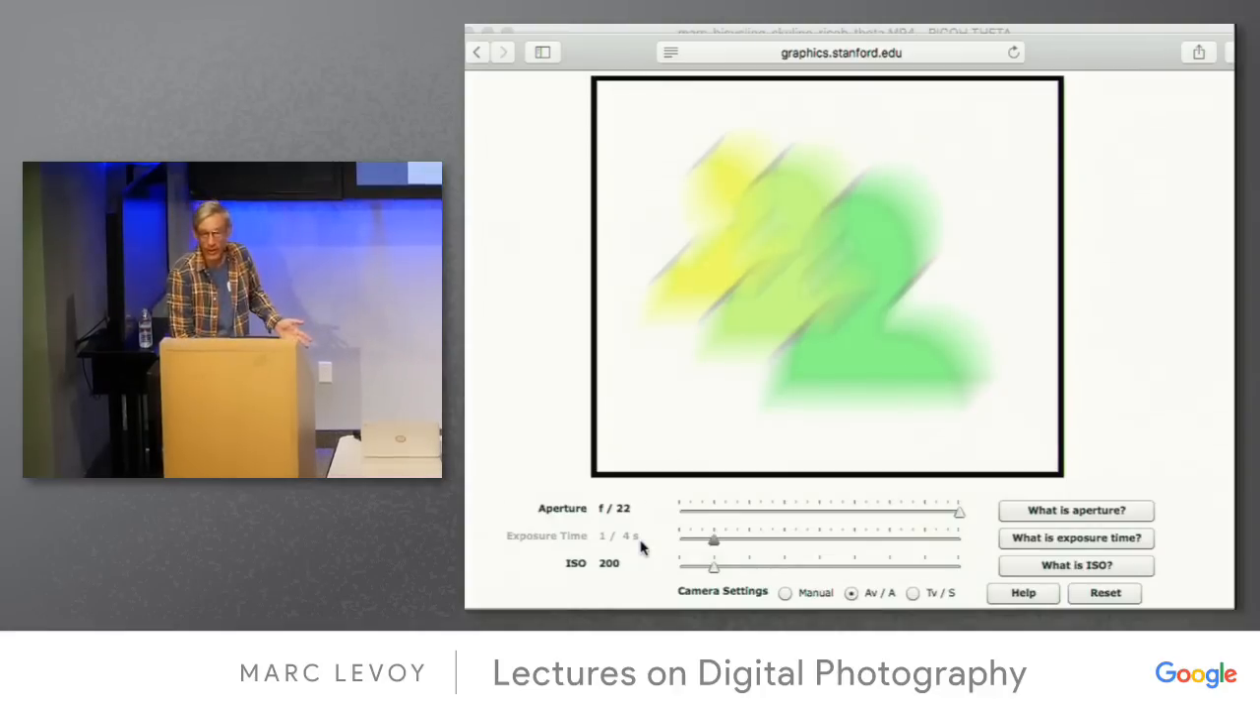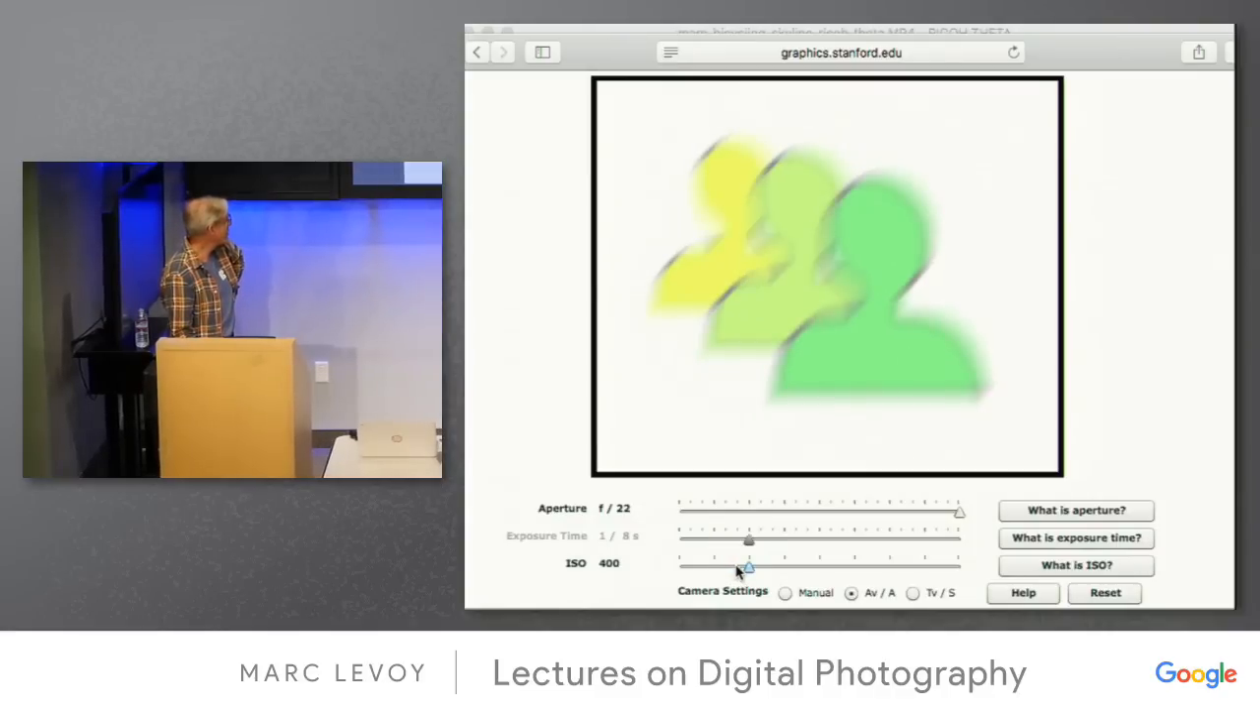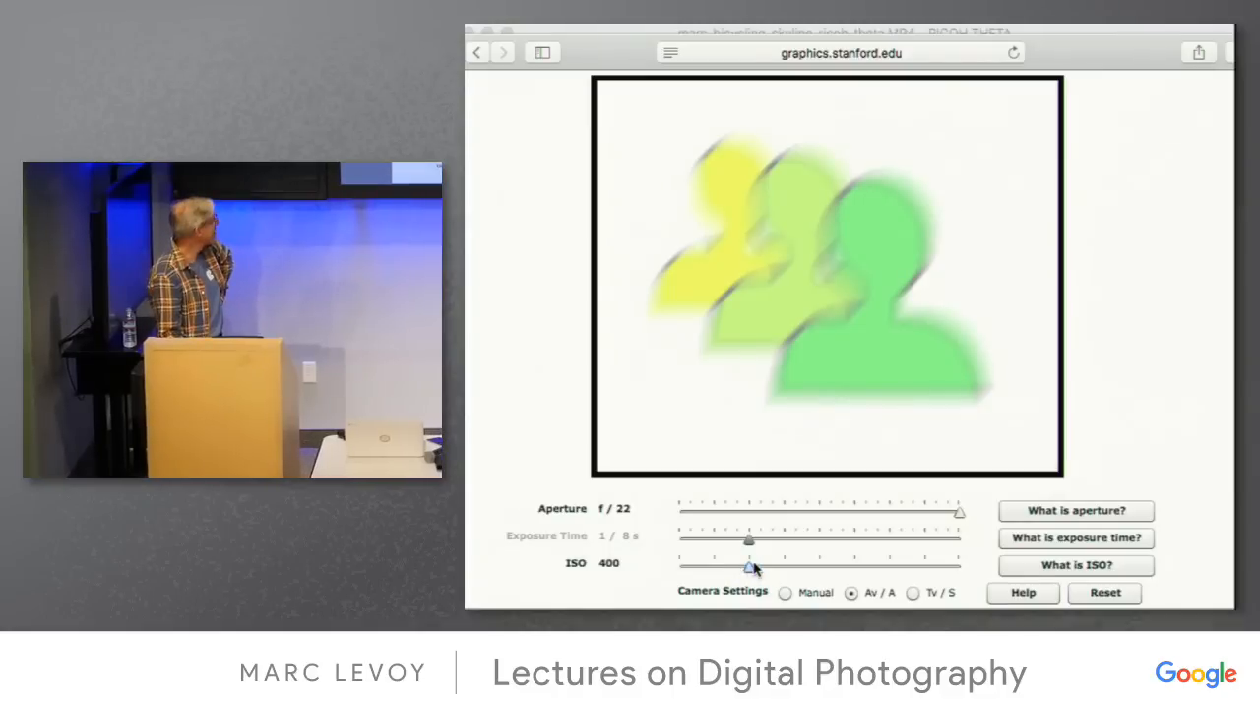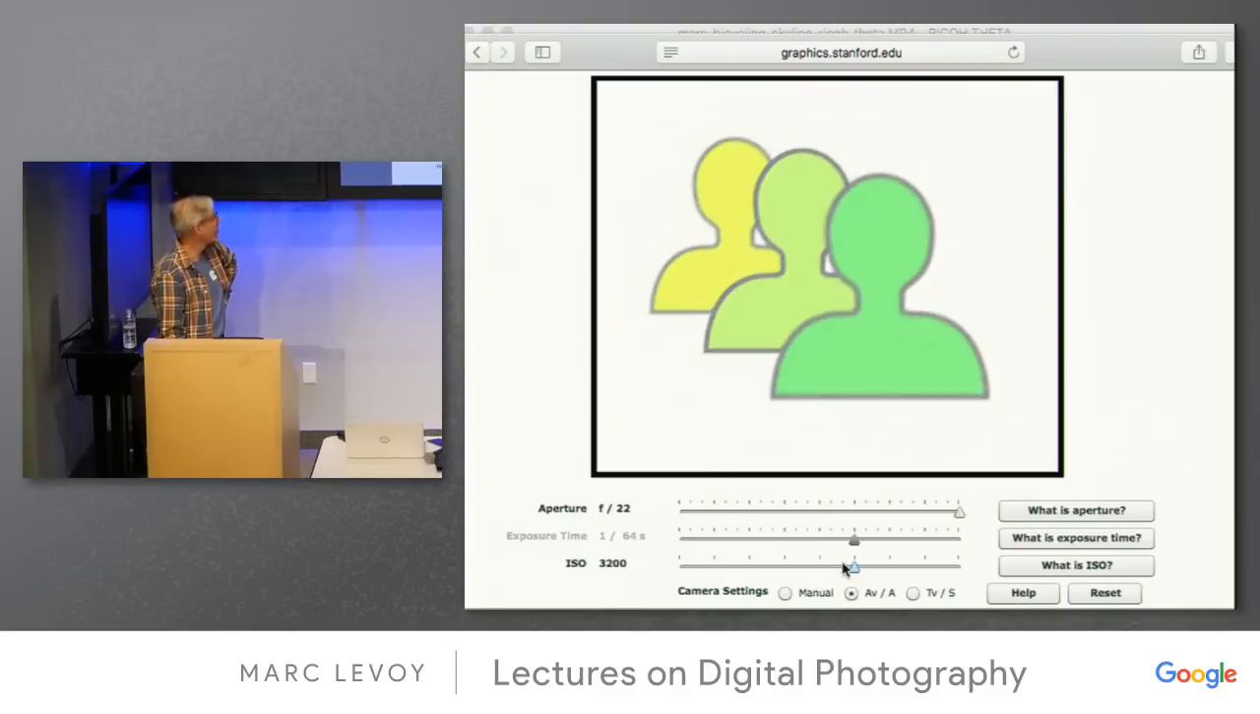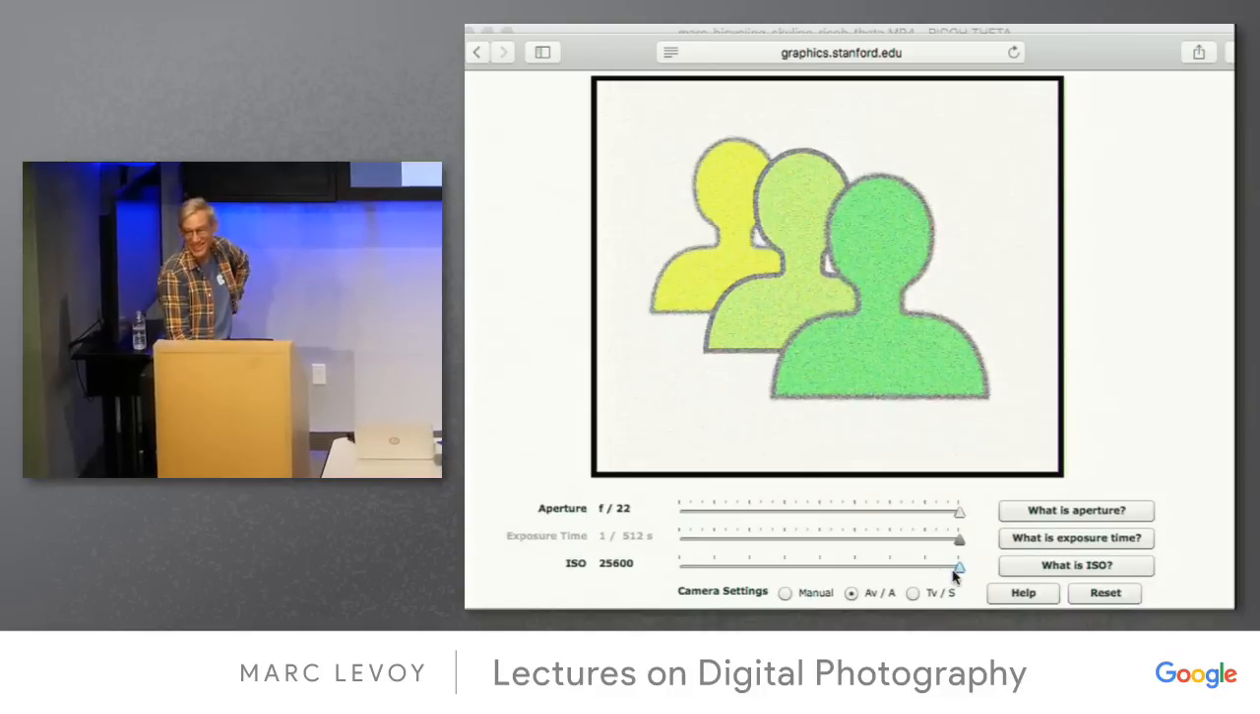But there's this third variable. Let's take the ISO and increase it. If I increase it from 200 to 400, now I can make 1/8 of a second instead of 1/4 of a second, and so on. Now I can get everything sharp and in focus. And uh-oh, now it's getting noisy. It's just fun to play with those variables and remember what all of these do. Again, of course, this is a simulation.